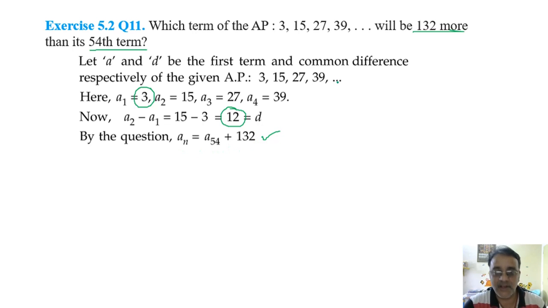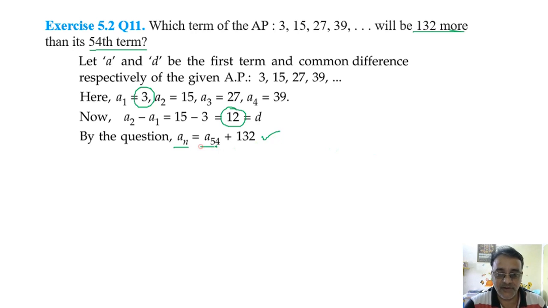Yes, sir. Okay. More than means plus, so plus 132. And more than what? The 54th term. So a54 plus 132. Now what is the formula of an? An equals A plus (n minus 1) into D. Right, very good.